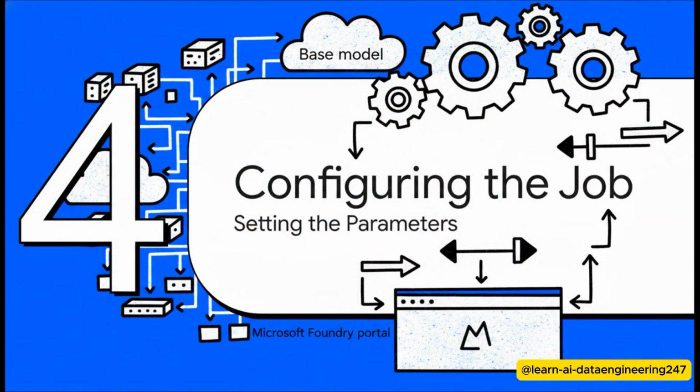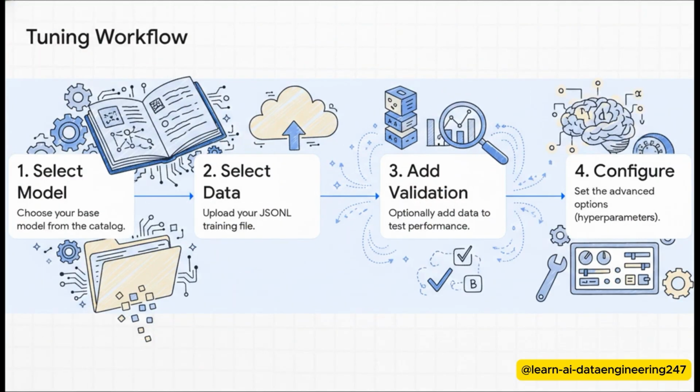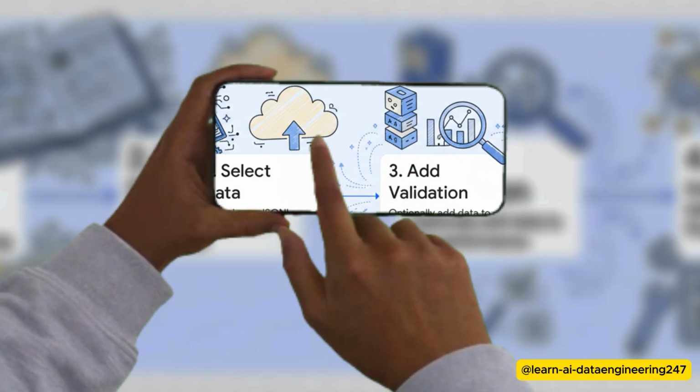Now it's time to configure the fine tuning job inside the Microsoft Foundry portal. The process is straightforward. First, select your base model. Second, upload your training dataset. Optionally, provide a validation dataset. Then, configure the advanced settings, also known as hyperparameters. These are important, especially for the exam.